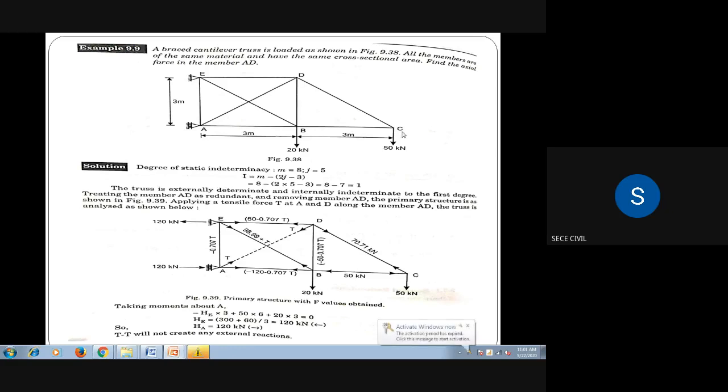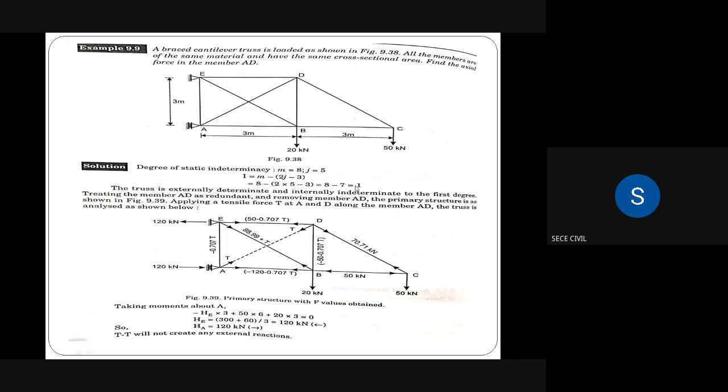External redundancy is 0. Therefore, the total degree of static indeterminacy, capital I, is equal to IA plus IE. IA value is 1, IE value is 0. So 1 plus 0 is equal to 1. So the given problem is of 1 degree of static indeterminacy. That means static indeterminacy or redundancy. Redundancy means excess, we all know the meaning of redundancy. In this problem, the redundancy is of internal members only.